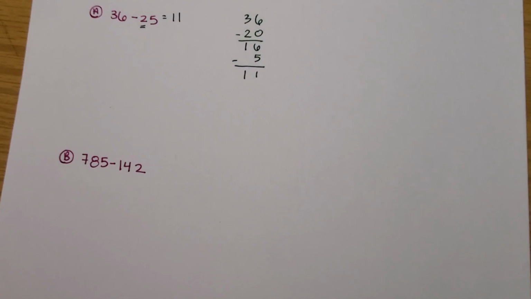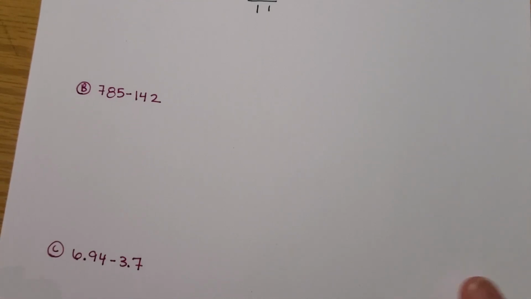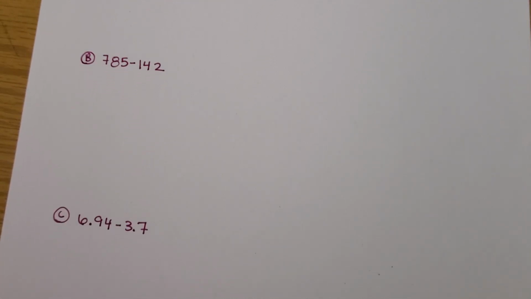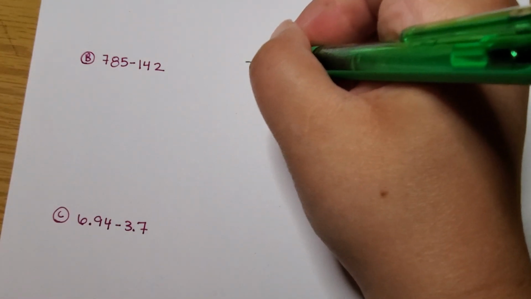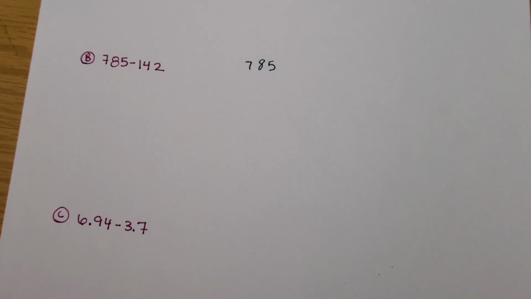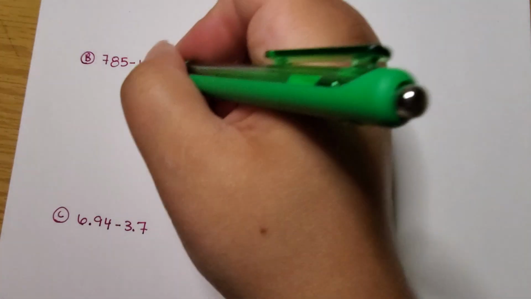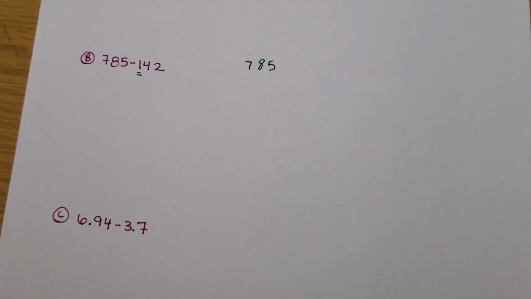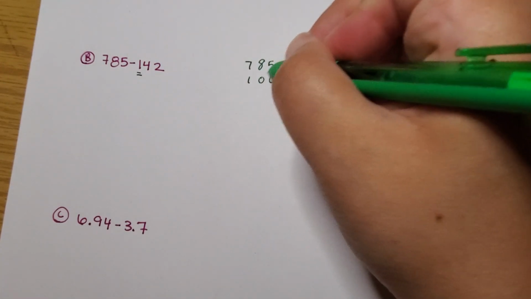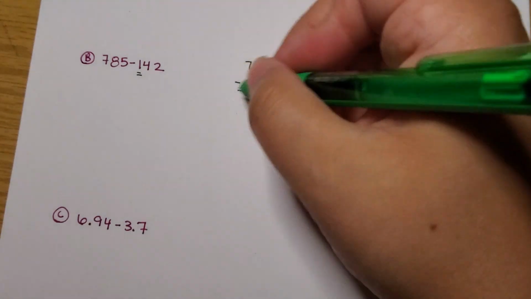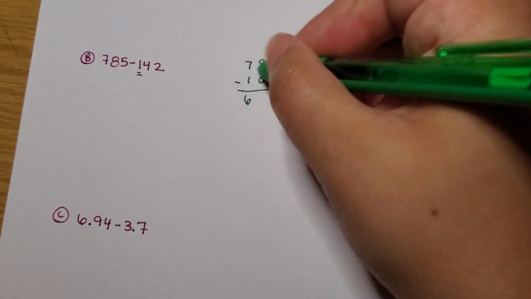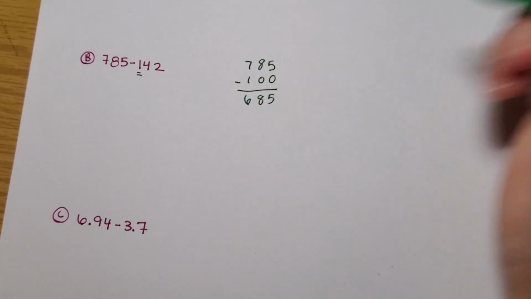So here we have 785 minus 142. Same thing, I'm going to start out by writing the first number up top, 785. And then I'm going to subtract whatever came on the left here. So here I'm going to take off the hundreds, or 100. 7 minus 1 is 6. And then we'll bring down the 85.